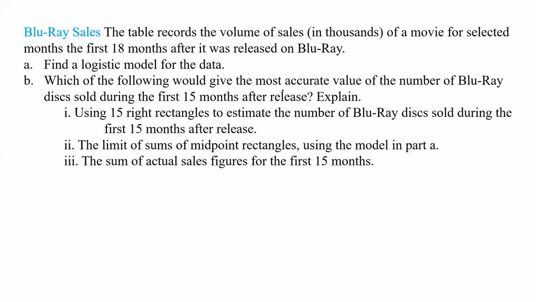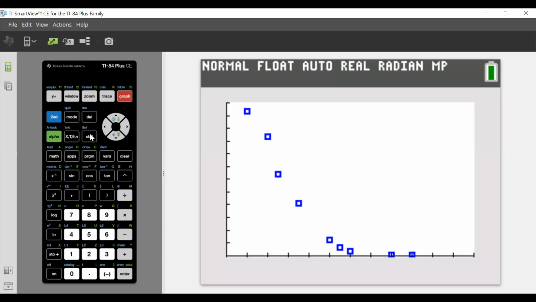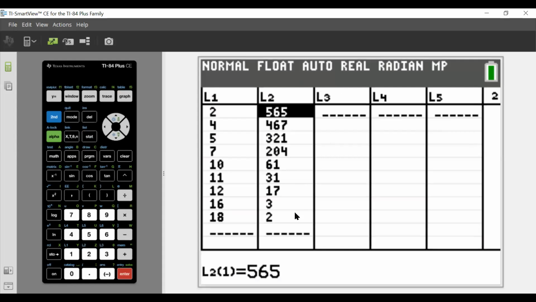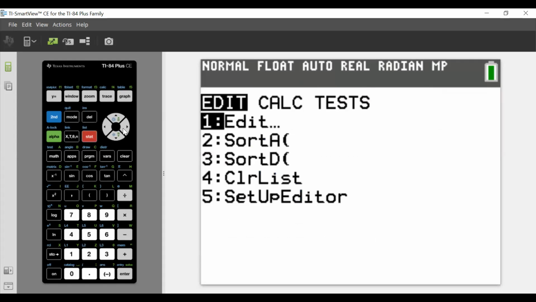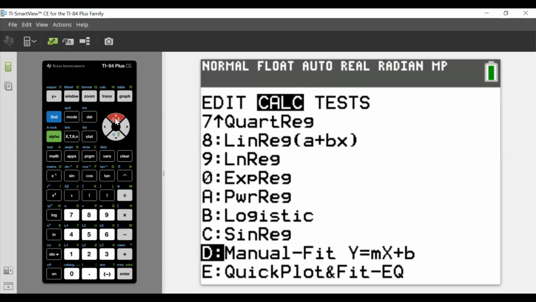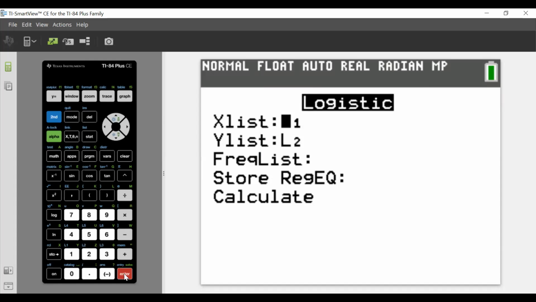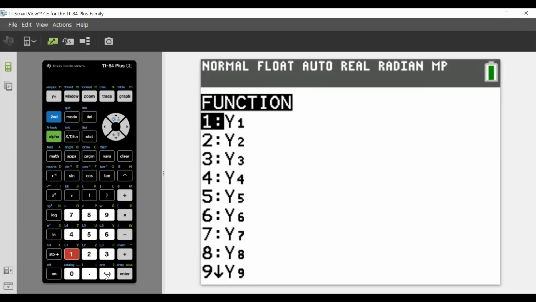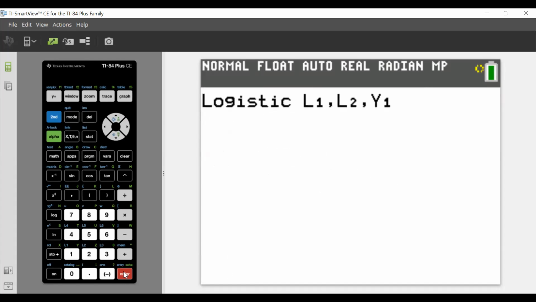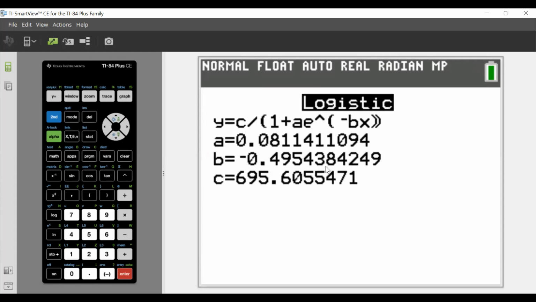So let's first get the data. I've already typed the data in so it took less time. So we've got the data in here. That's what the graph looks like. Now we just have to do our logistic model. And the nice thing about being on the computer is it takes a lot less time than it does on the calculator because it uses the computer memory. And so we get our value here. Let me write that down.